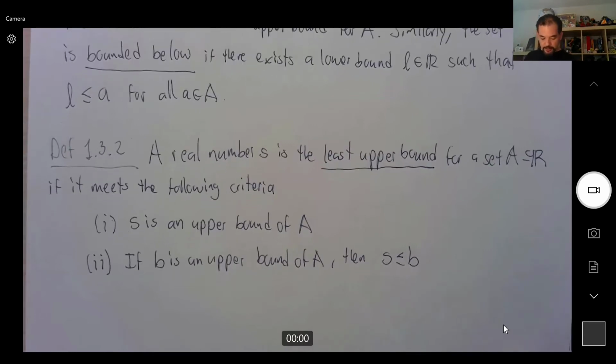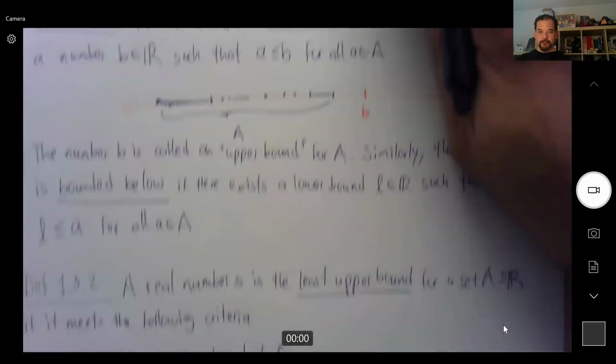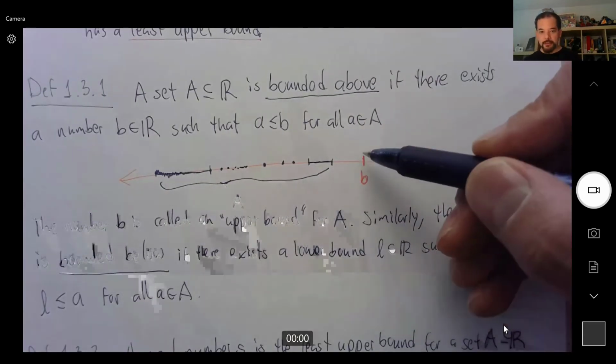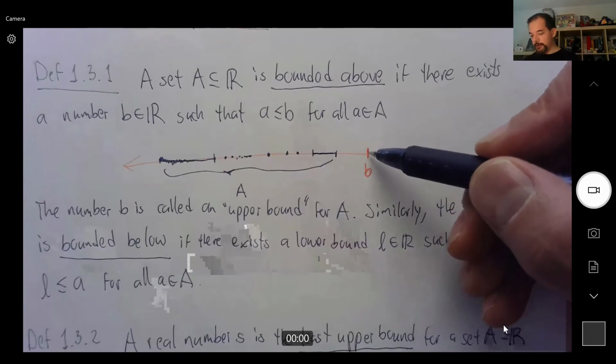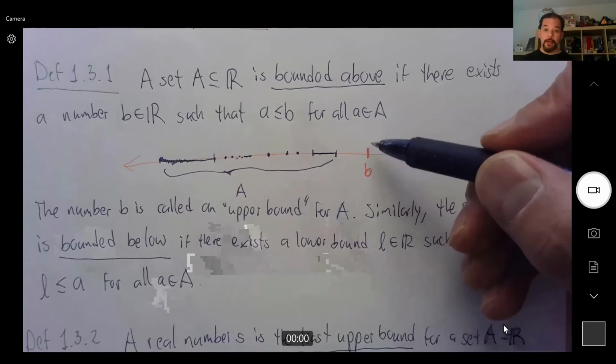Okay, and let's draw a picture here. Well, actually, let's go back to the picture that I had drawn already, right? Now, could this guy be the least upper bound? No. Why not? There's smaller numbers before that. There are smaller numbers that are still upper bounds, right?